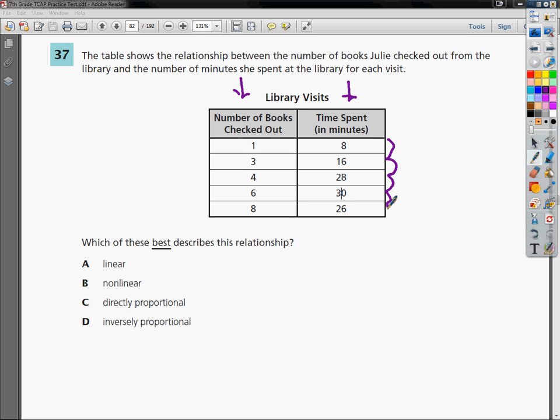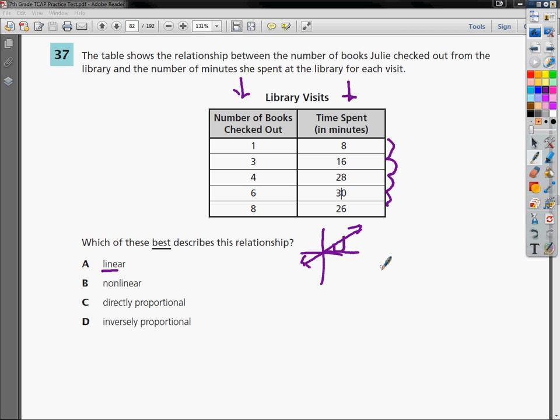In order for us to understand that, we have to talk about what each word means. Linear has the word line in it. And we draw a line on a coordinate plane anyway. You can see that for each part it goes over, it has to go up the same amount or down, depending on the direction of the line. So what should happen is the more books she checks out, it goes the same amount each time she checks out one more book. But we have to adjust just a little bit.